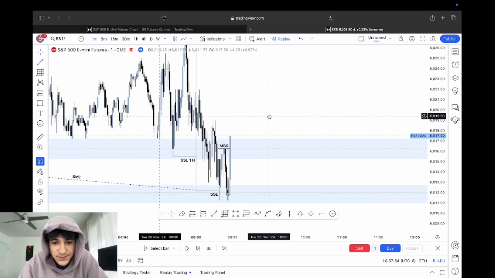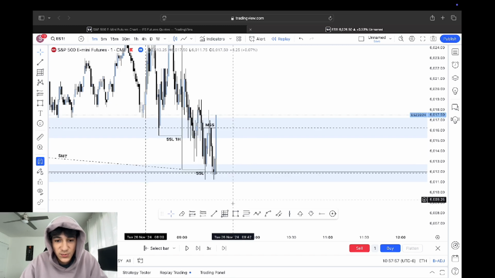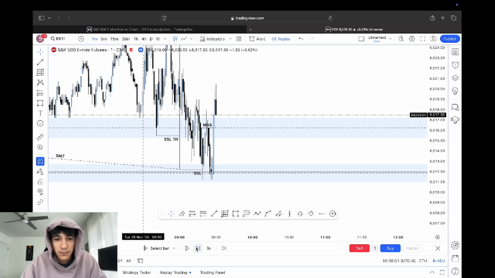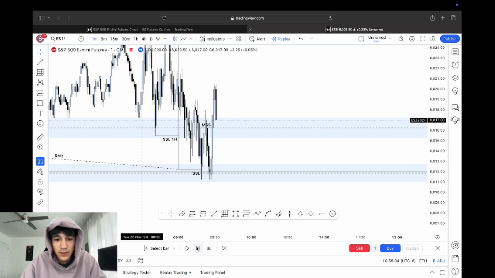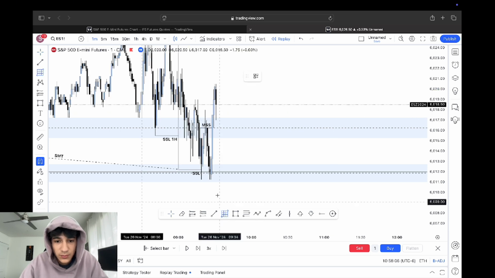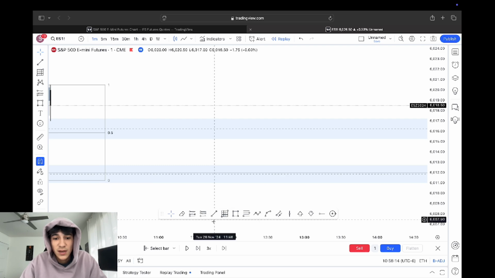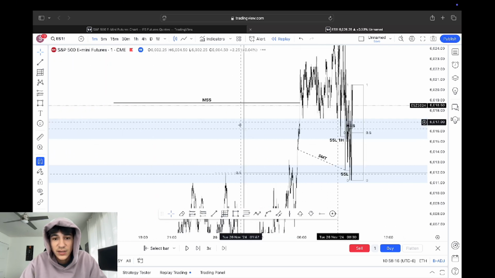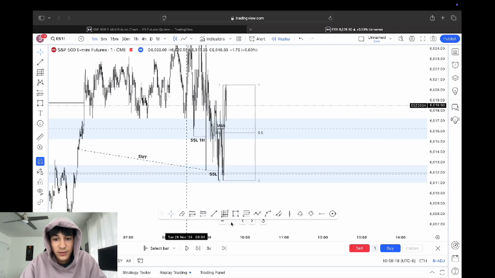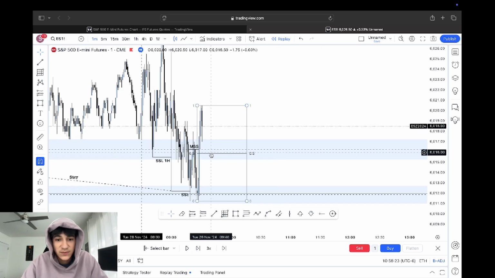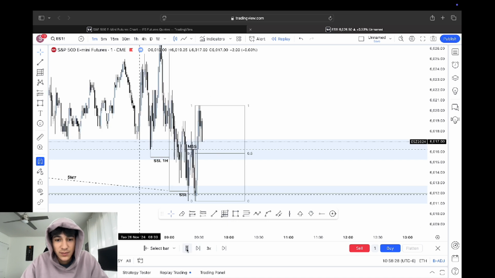Here's when we get this market model shift. I think we just wait for equilibrium to get tapped into. Boom. We have equilibrium of this range. That's also in this, what is this? A higher time frame 1 hour BPR, too. So that's even more confluence. I want to see this get tapped into, rejected, and yeah, let's see what happens.